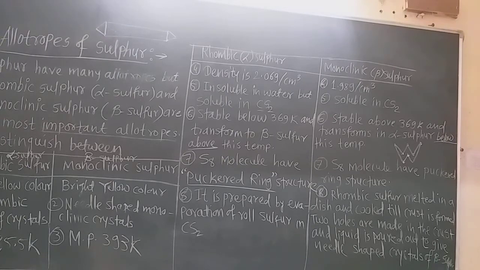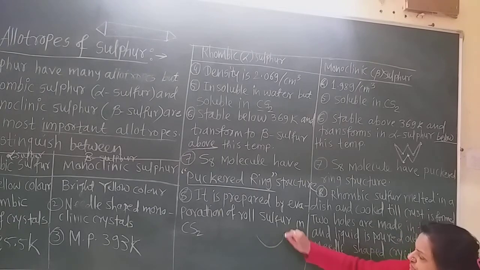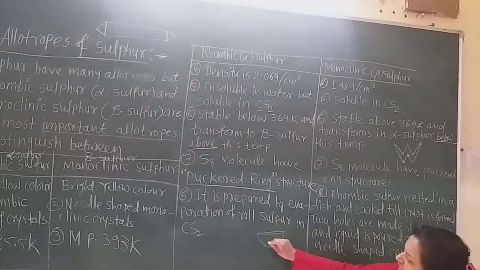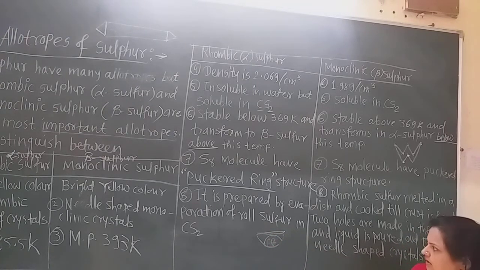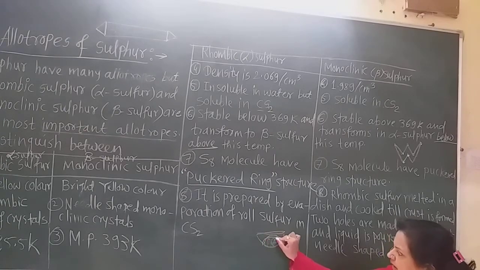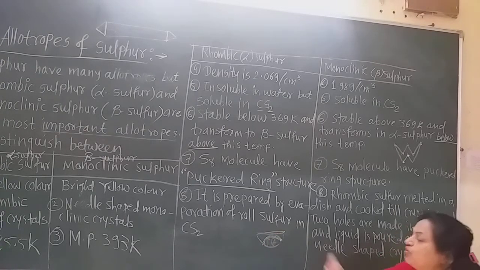But for conversion of the alpha sulfur into beta sulfur, or to obtain the monoclinic sulfur, we first have to melt this rhombic sulfur in a petri dish and then cool it, and after cooling it forms a crust over it. Now if we melt this sulfur in the dish, that is the evaporating dish, what happens? First the rhombic sulfur forms a crust type. That is, above the liquid of the sulfur, there is formation of crust.